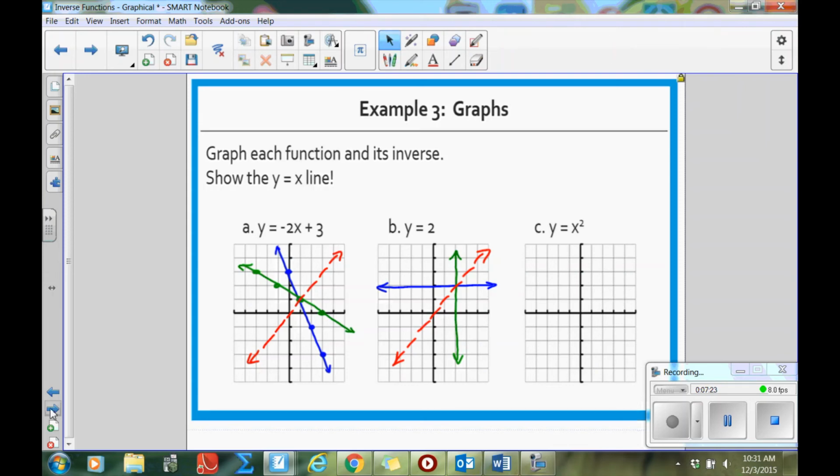And graph C is a quadratic parent function, giving us a parabola. If I look at those ordered pairs and I reverse them, 0, 0 would be the same, 1, 1 would be the same, 2, 4 would become 4, 2, negative 1, 1 becomes 1, negative 1, and negative 2, 4 becomes 4, negative 2. So we have a sideways parabola, which is not a function.